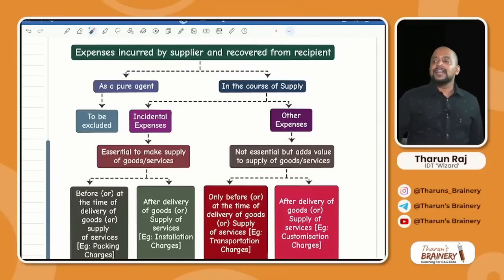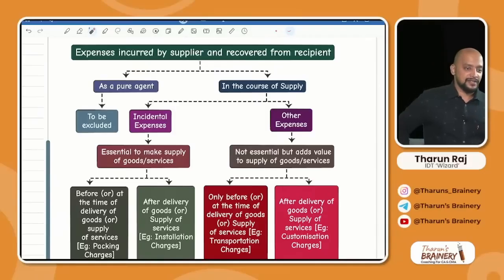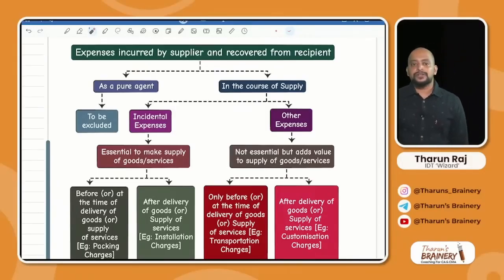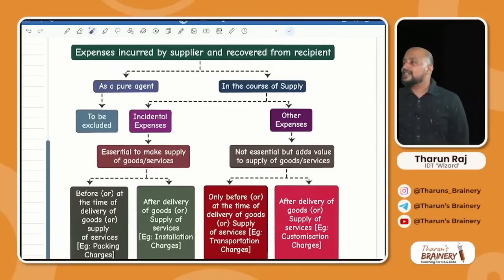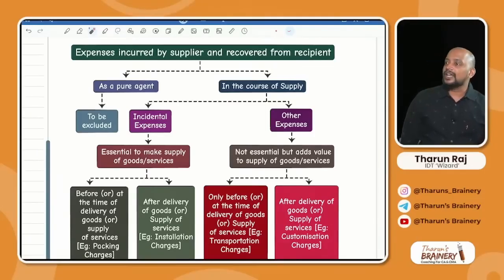What are incidental expenses? Without incurring those expenses, the supply cannot be made. That is known as incidental expenses. Example, you go to a restaurant and order a dosa. They will give only dosa, or they will give chutney and sambar also. That chutney and sambar is incidental for the purpose of giving dosa. You understood? Otherwise, only dosa, how can we eat? So chutney and sambar is incidental expenditure. Without that, dosa is not complete.